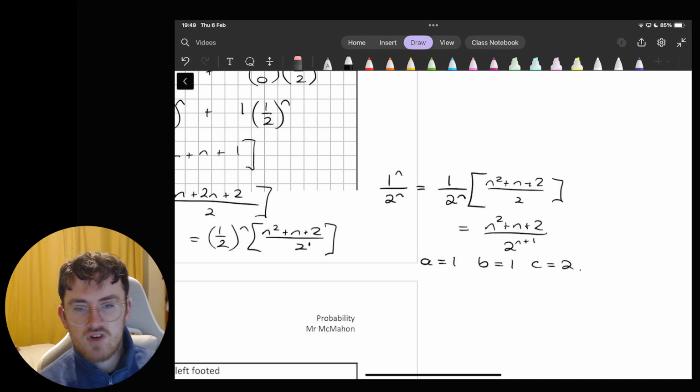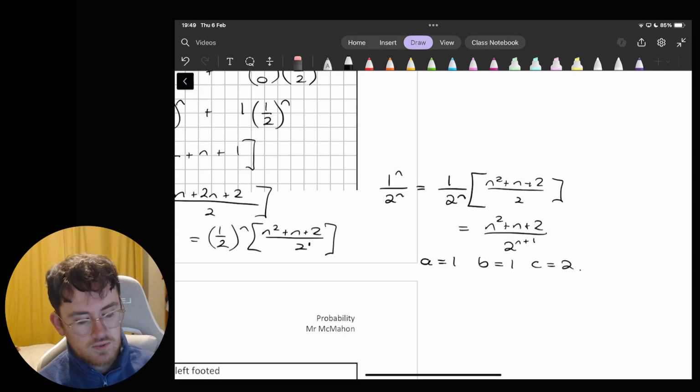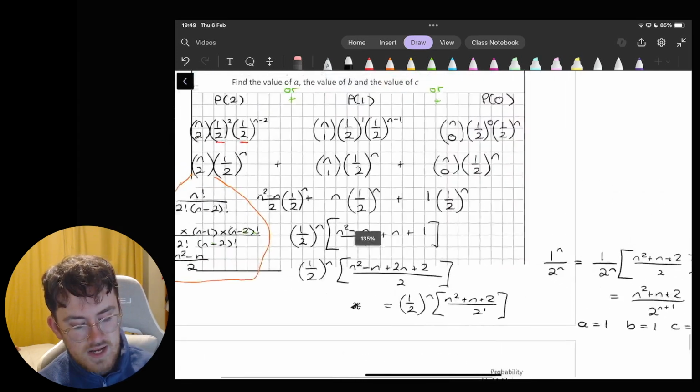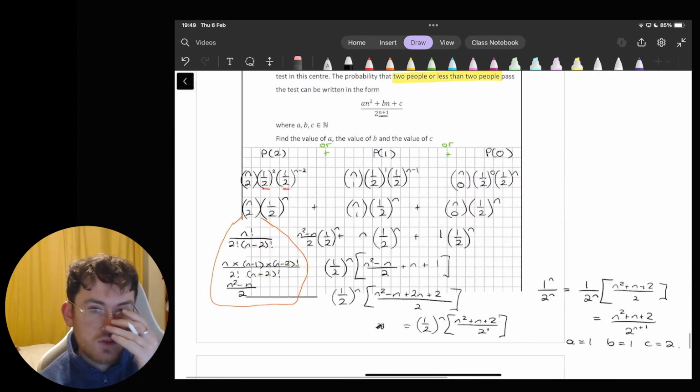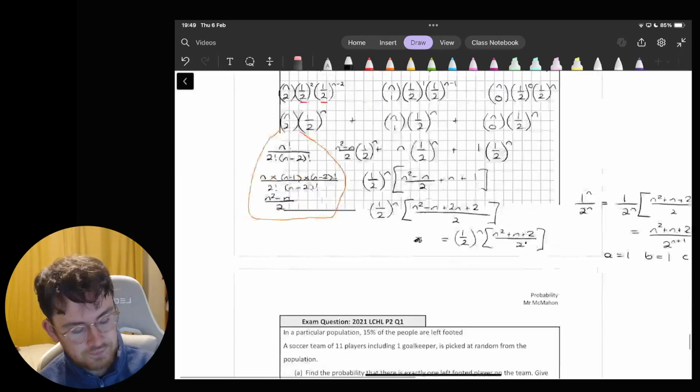Okay, slightly tricky question there, without a doubt. Definitely requiring a good grasp and understanding of your factorial rules there and your combination rules.